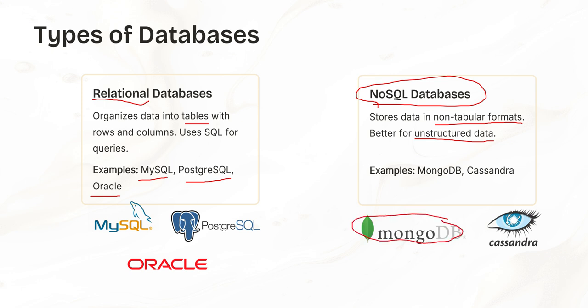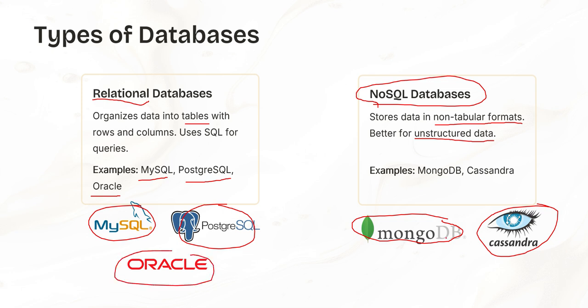So if you have to manage these types of databases, you should be able to work on MongoDB, which is one of the DBMS, or Cassandra, which is another DBMS. So these are all DBMS software: MySQL, PostgreSQL, Oracle, MongoDB, Cassandra. These are all different types of DBMS software.